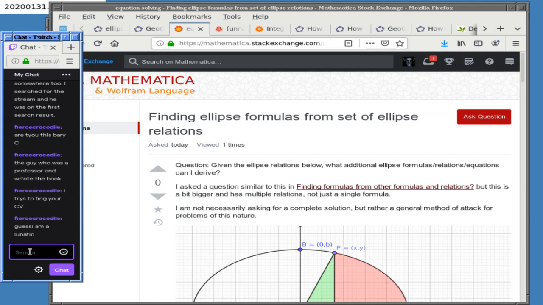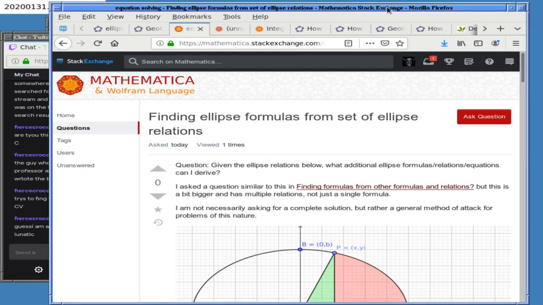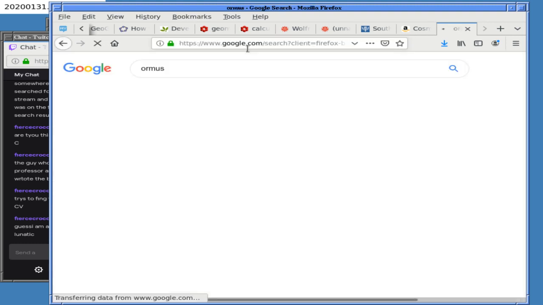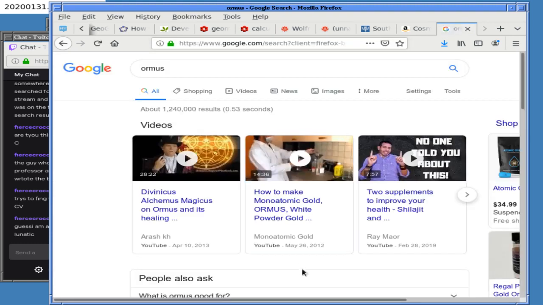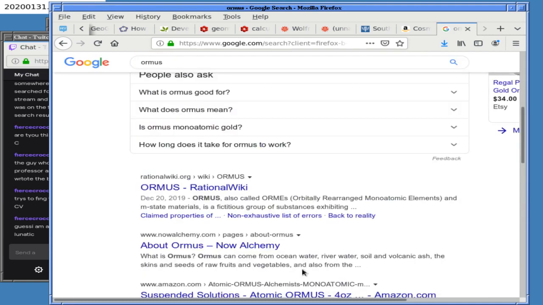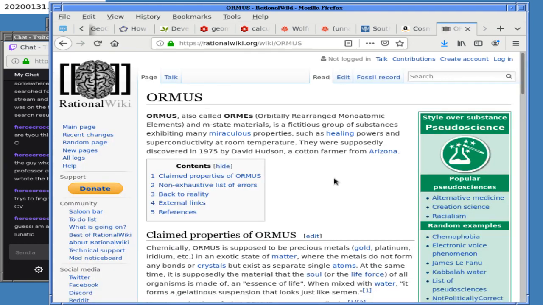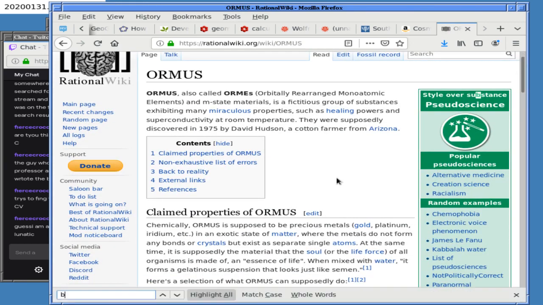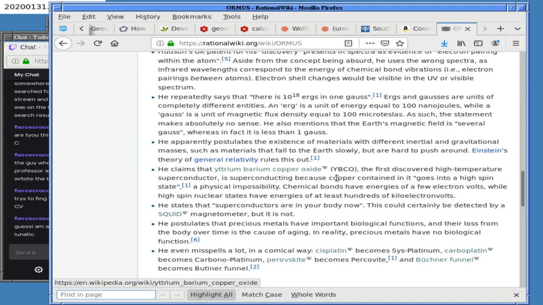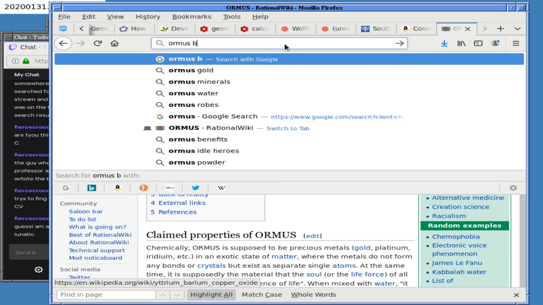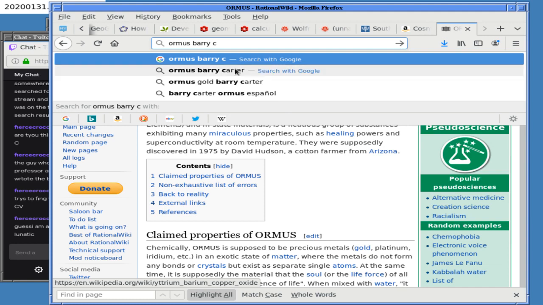And you know what? I keep forgetting. I'm actually on a computer, and I don't want to read what this note is. So let's just go over here real quickly. Ormus. So this is like the RationalWiki. Let's see if my name shows up in here. It should. Oh, it doesn't. Wow. But he was a pretty big guy in Ormus, so I could probably do a search for Ormus and Barry Carter. See, it comes up very quickly.